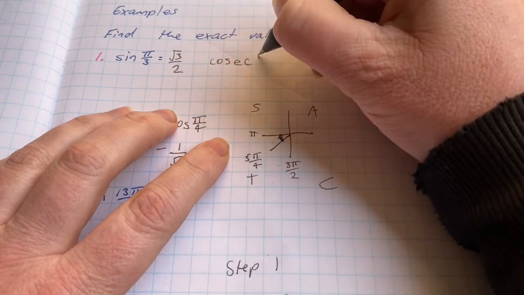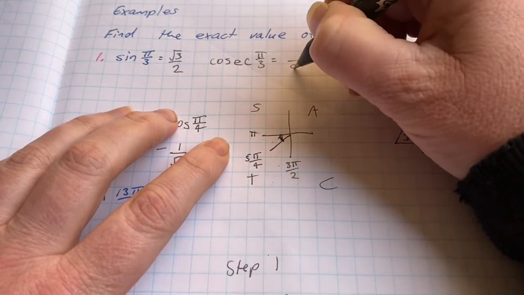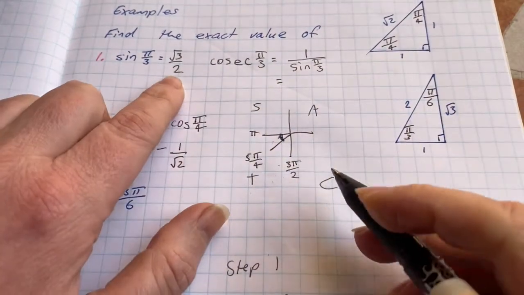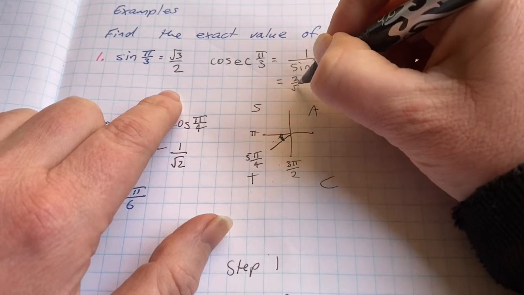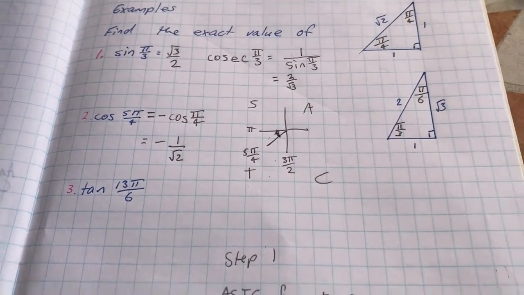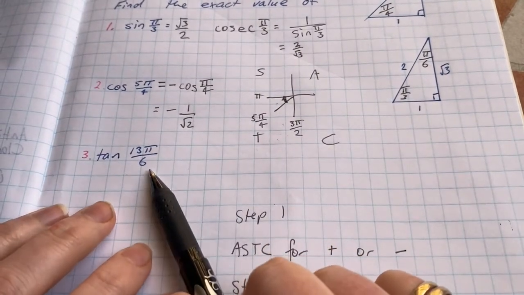So cosec pi on 3 is 1 over sine pi on 3, which just means to flip that, so that's 2 on √3. Sometimes they might want you to rationalize that as well. Okay, let's look at this last one, tan of 13 pi on 6.